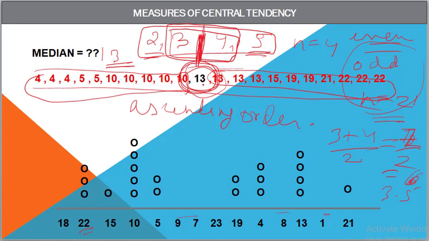So this is how median is calculated, and the technique here is that if n comes out to be an even number, then you have to take the average of the middle numbers, and that's how you will get the median. So this was mean, median, and mode.